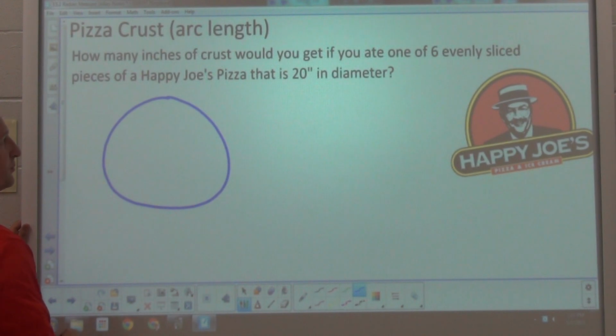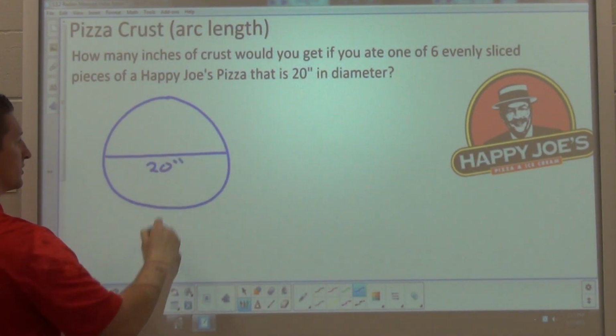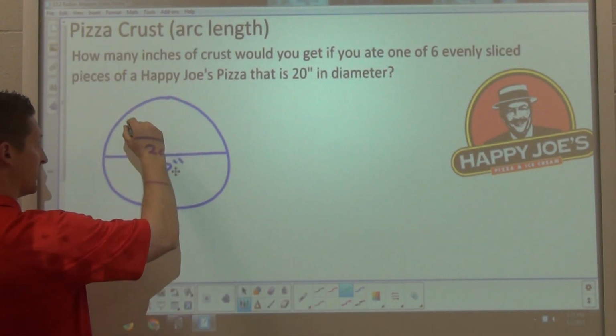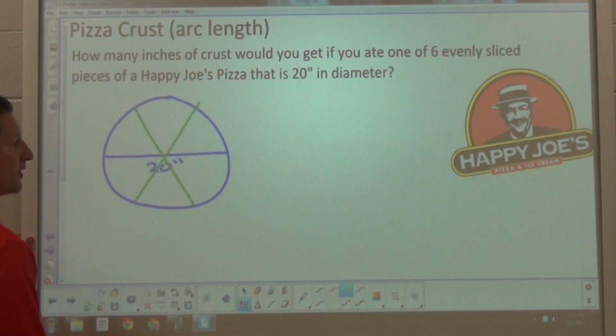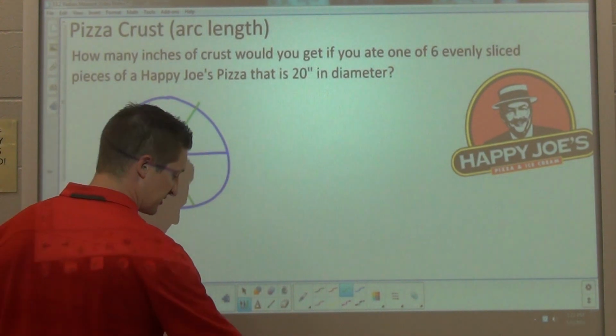Now, anyways, here's what we're trying to figure out. If I have a pizza that's 20 inches in diameter, and I'm going to cut it into 6 evenly sliced pieces. So we've already got half of it. We'll do this and this. That looks okay. So I've got 6 evenly sliced pieces, and I want to know how much crust I get.